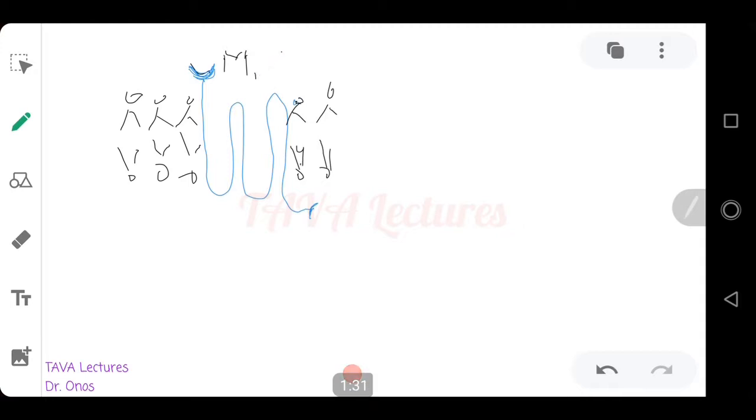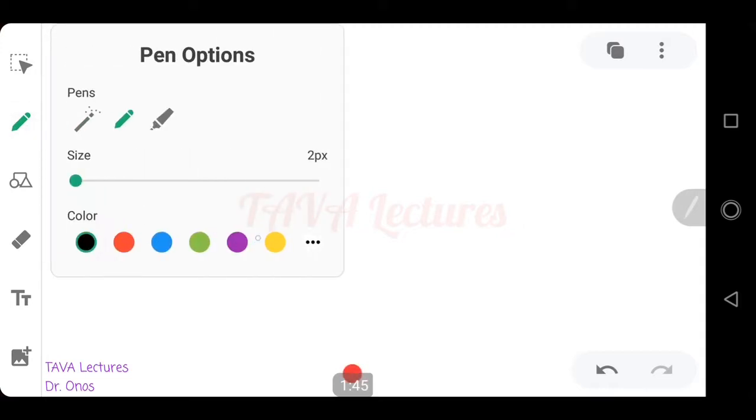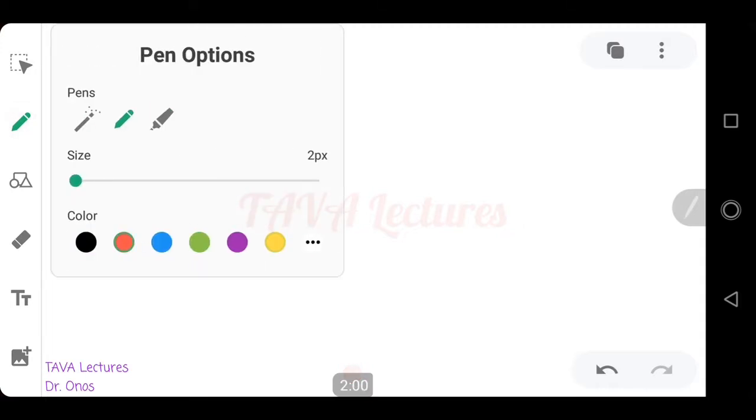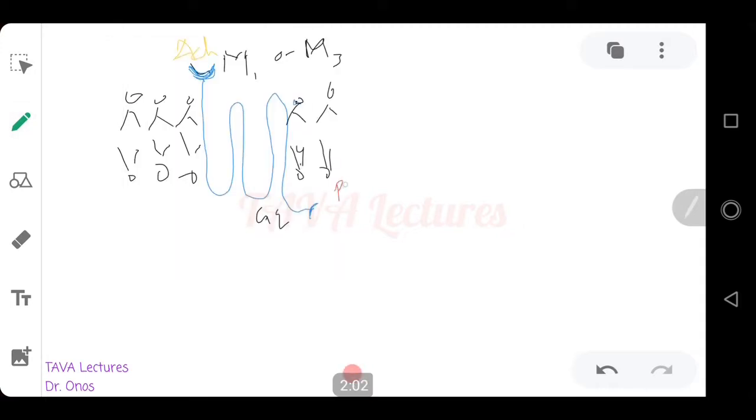This is M1 or M3 receptors. M1 or M3 receptors are actually coupled to a GQ protein. So this protein that joins to the receptors here is called GQ protein. When ACH, the neurotransmitter, binds to these receptors, M1 or M3, this protein is activated. And activation of this G protein leads to the activation of an enzyme.